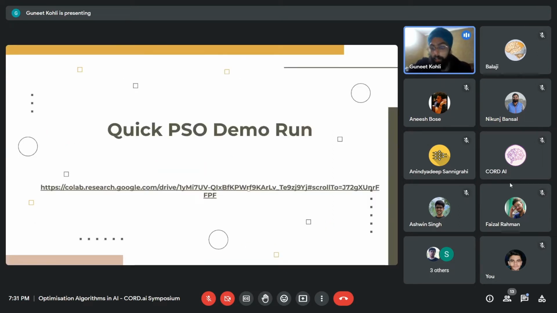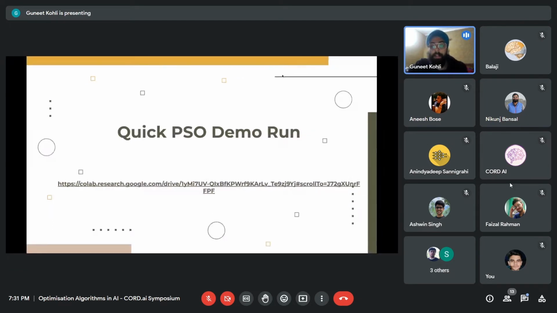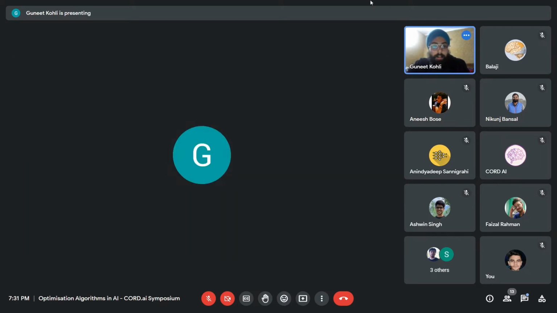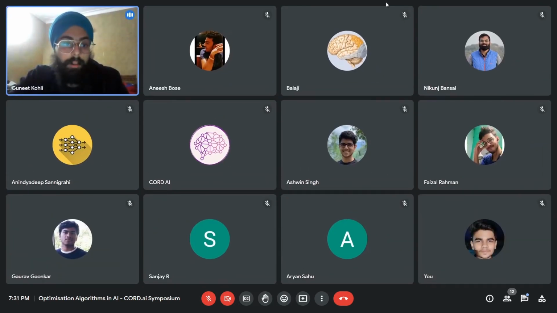I have a quick PSO demo as well, because a lot of theory won't make sense, since this is optimization I'm talking about, and a lot of it is just mathematics. So it would be important to show you a real-life, very small code. It's a very basic code you might find online, because it's a very basic example I've used. Just give me a minute. I'll share my screen to show it to you, and you'll see the code as well.